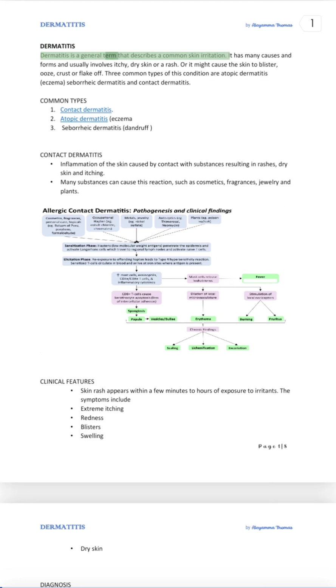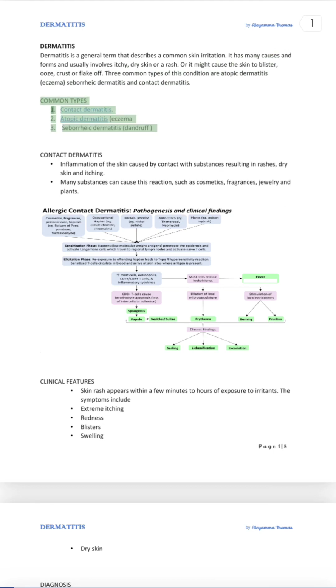Dermatitis is a general term that describes a common skin irritation. It has many causes and forms and usually involves itchy, dry skin or a rash. Or it might cause the skin to blister, ooze, crust, or flake off. Three common types of this condition are atopic dermatitis, seborrheic dermatitis, and contact dermatitis.